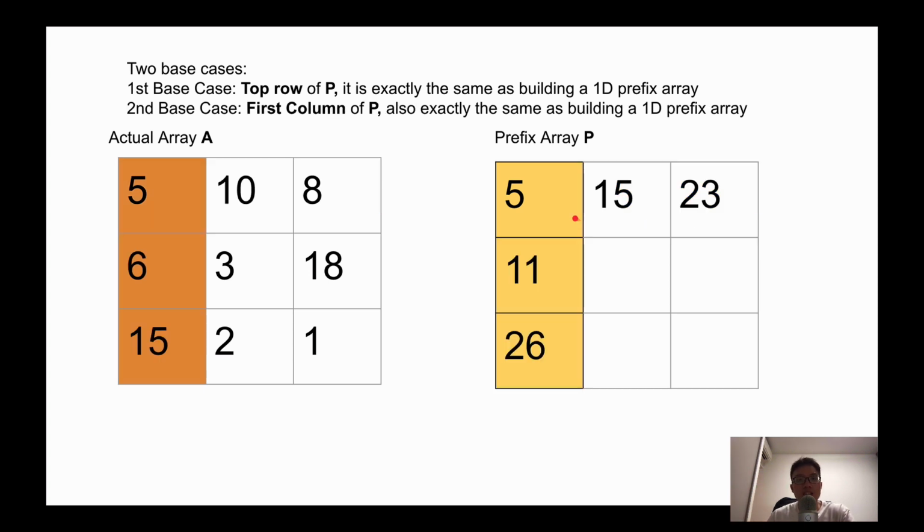The second base case is that we can zoom in on the first column of P when we build it. So in this case, 5, 6, 15. 5 plus 6 is 11, which gives us the second element in this column. And finally, 5 plus 6 plus 15 will give us 26, which gives us the last element in the first column of the prefix array P.